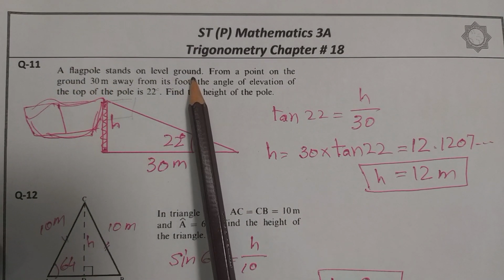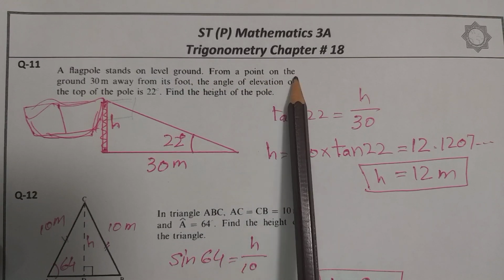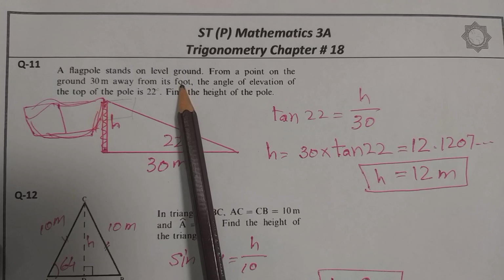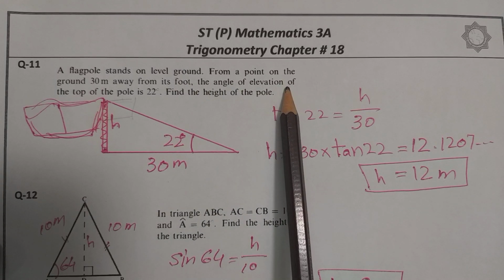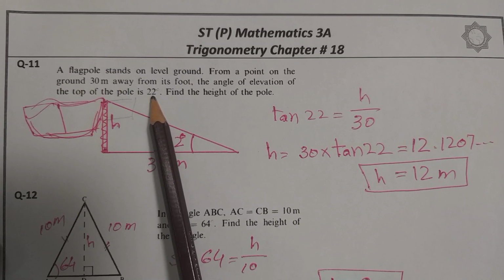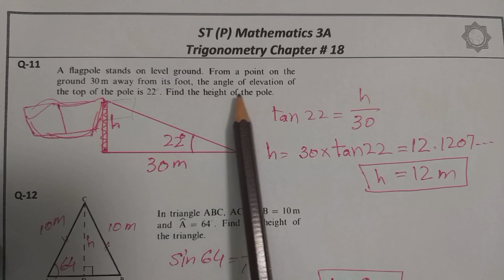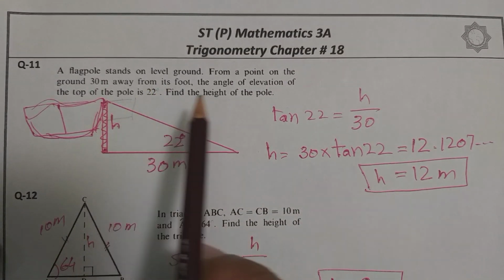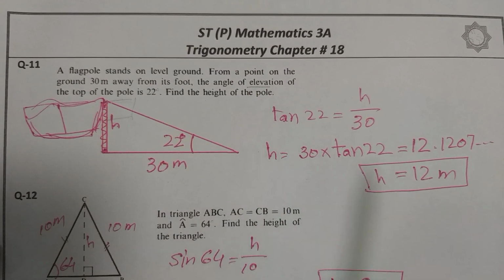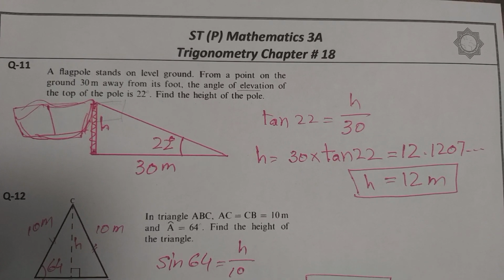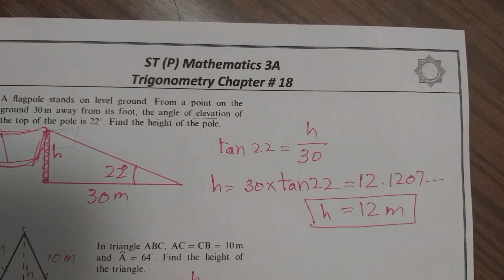stands on a level ground. From a point on the ground 30 meters away from its foot, the angle of elevation of the top of the pole is 22 degrees. Find the height of the pole. Now, what is the angle of elevation? Before we simplify the question, we should know the angle of elevation.